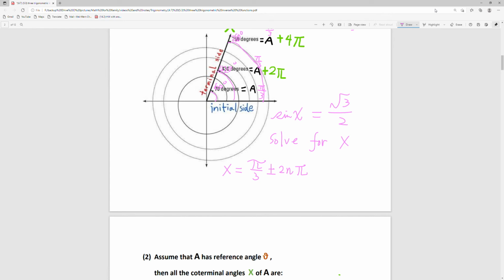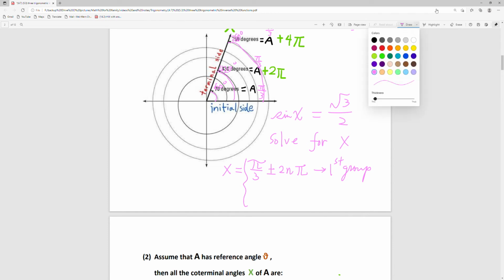But I will say this is not the final answer. This is just the first group of solutions. And you need to have a second group. Where is the second group of solutions?